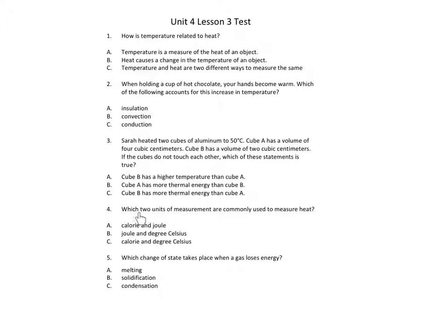Number 4. Which two units of measurement are commonly used to measure heat? A. Calorie and joule. B. Joule and degrees Celsius. C. Calorie and degrees Celsius. Number 5. Which change of state takes place when a gas loses energy? A. Melting. B. Solidification. C. Condensation.